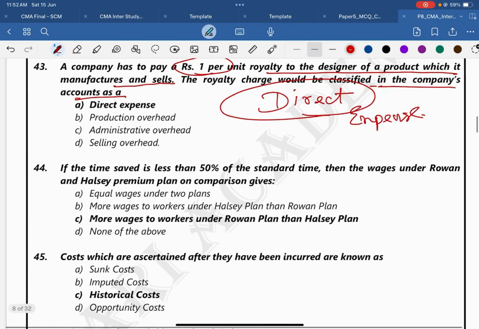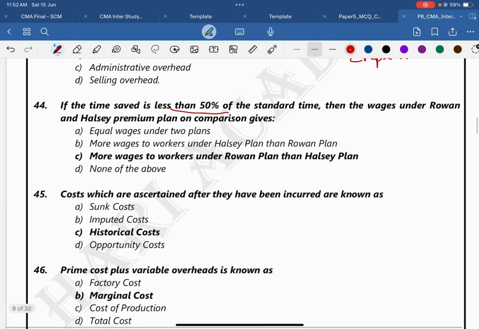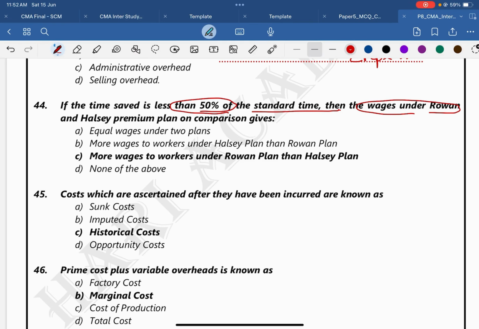Okay. 44. If the time saved is less than 50% of the standard time, then wages under Rowan and Halsey plan on comparison give what? They simply give: the time saved is less than 50% of the standard time. Let's say the standard time is 10 hours. On that, 50% is what? 5 hours. Time saved is less than 50% of the standard time. Let's say the time saved is 2 hours. Okay, that's the time saved. But 50% of the standard time is 5 hours.